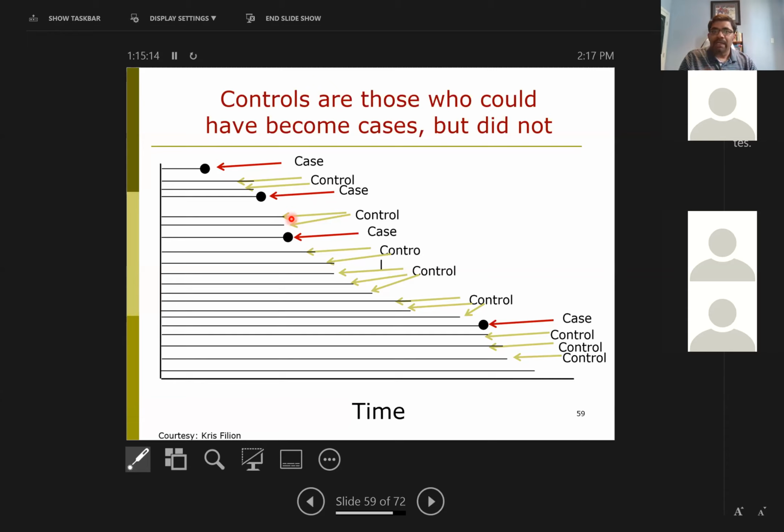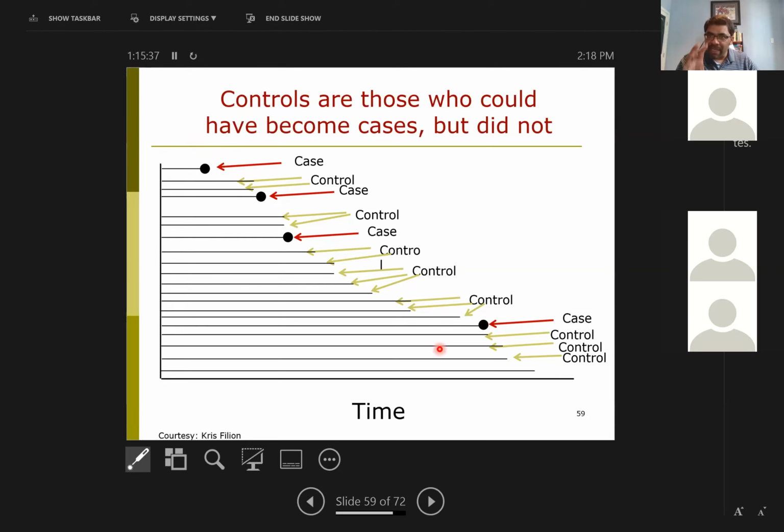If we could do that, now you see there are plenty of potential controls, right? There are literally dozens of people who could have become a case, but they didn't. What we could do is, for each black dot, we could at least get one matched case control, and we recruit them as pairs. That's called a matched pair case control study, right?